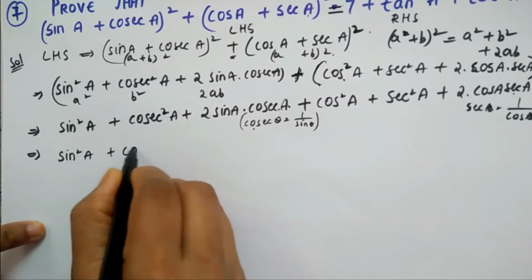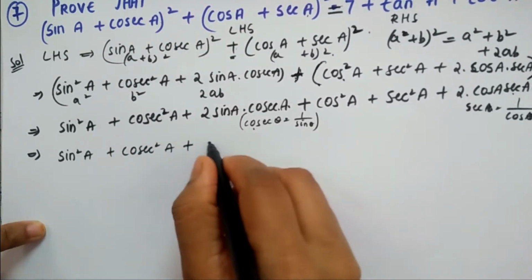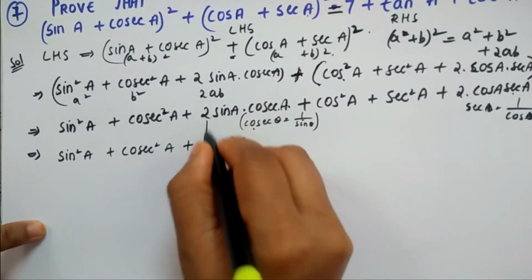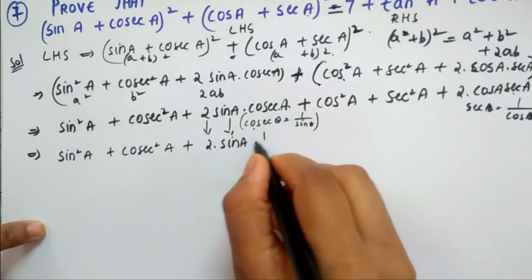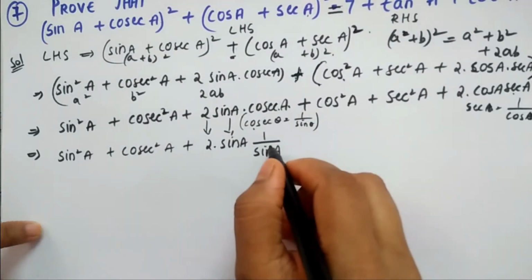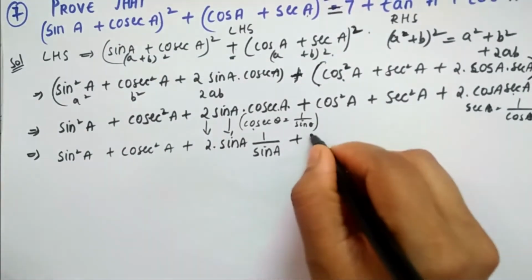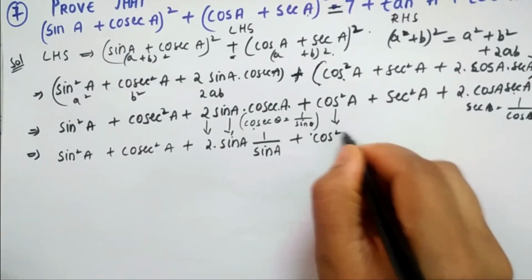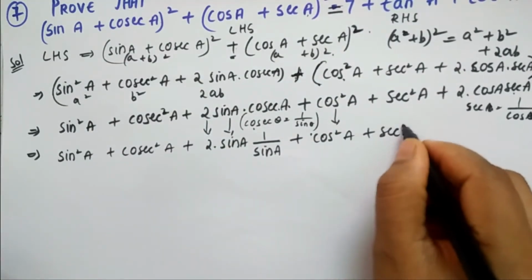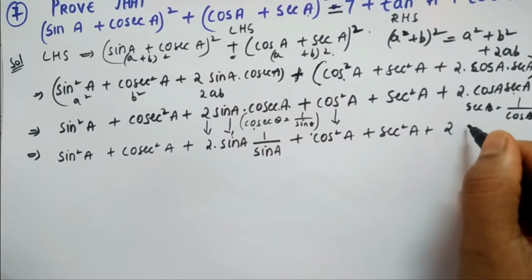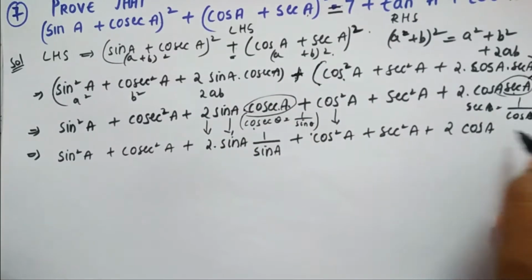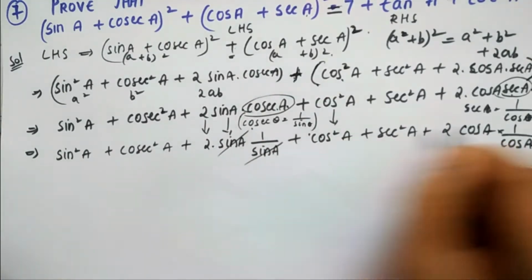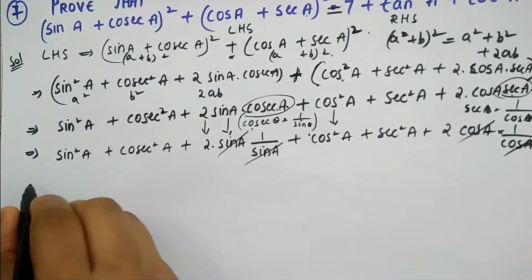Sin square A plus cosec square A plus 2 into sin A. We copied all the things as it is. Now we are changing this cosec A to 1 divided by sin A. What is cosec? Reciprocal of sin. Plus, again we are copying as it is cos square A plus sec square A plus 2 into cos A as it is, and the last one changes. Only these two changes are there in this whole line: into 1 by cos A. Sin A and sin A cancel, cos A and cos A get cancelled.